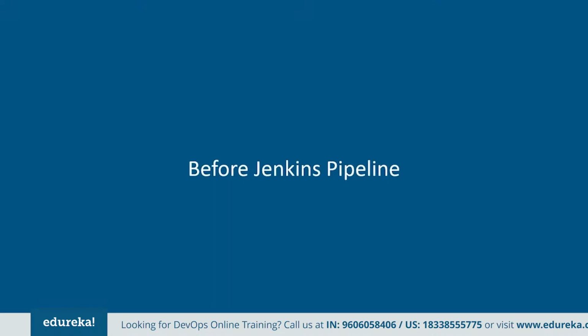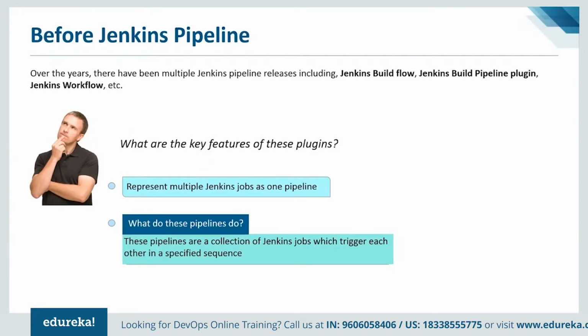Now, before jumping into how Jenkins pipeline uses continuous delivery, let's look at a few features that existed before the Jenkins pipeline. Now, before the Jenkins pipeline was introduced, there were several other features such as the Jenkins build flow, the Jenkins build pipeline plugin, and the Jenkins workflow. Now, what were the key features of these plugins? They basically represented multiple jobs as one whole workflow, and they run this workflow on a pipeline. And what was the function of these pipelines? These pipelines were just a collection of jobs which triggered each other in a specified sequence.